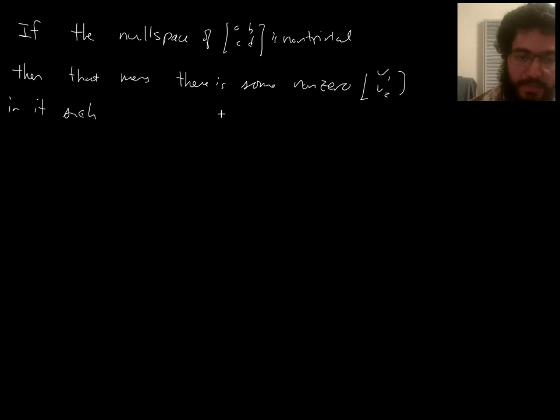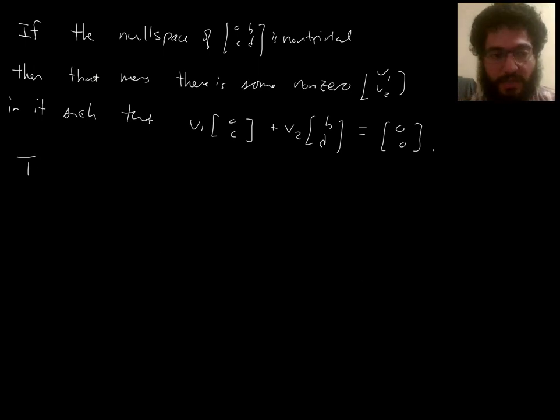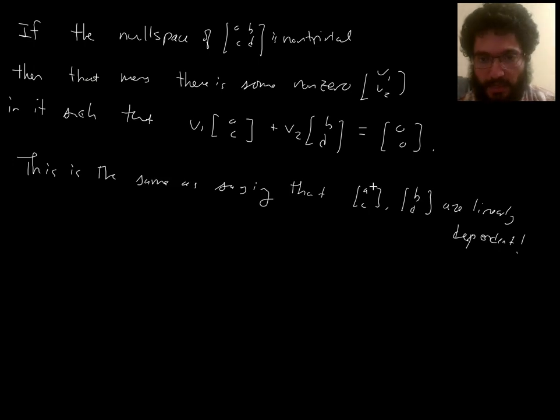And to say that the null space is non-trivial is to say that there's some non-zero vector such that when you apply this matrix to this vector, which yields V1 times (a, c) plus V2 times (b, d), that gives you 0, right? But this is the same as saying that the vectors (a, c) and (b, d), the columns of the matrix, are linearly dependent. And it goes the other way. To say that the columns are linearly independent is to say that the null space is trivial, that it only contains that which it must contain, namely 0 itself.